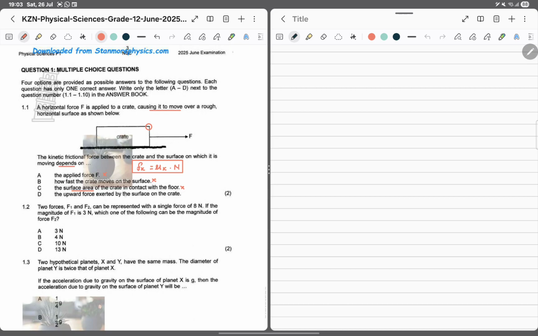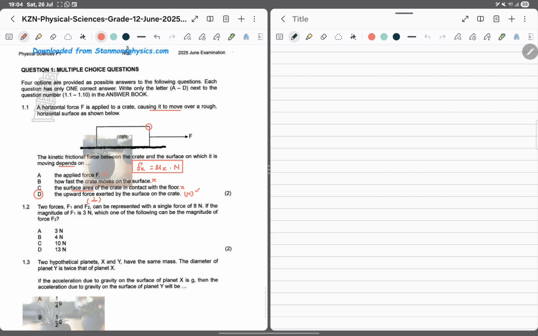Now the upward force exerted by the surface on the crate. Now this is somewhat a description of the normal force. Except that it is not said that it is perpendicular to the surface. We need that part as well. So this is the missing part. Either way, this is somewhat an acceptable answer, as it is better than the rest of the options.